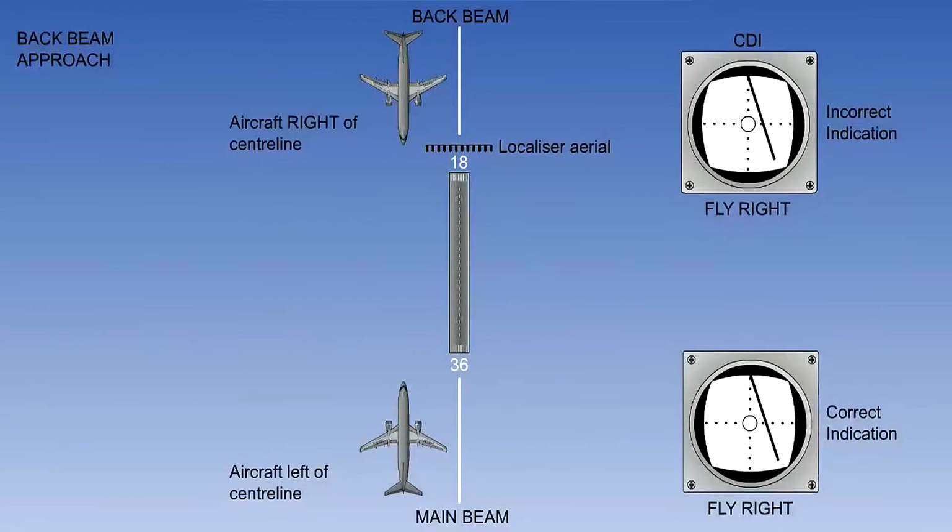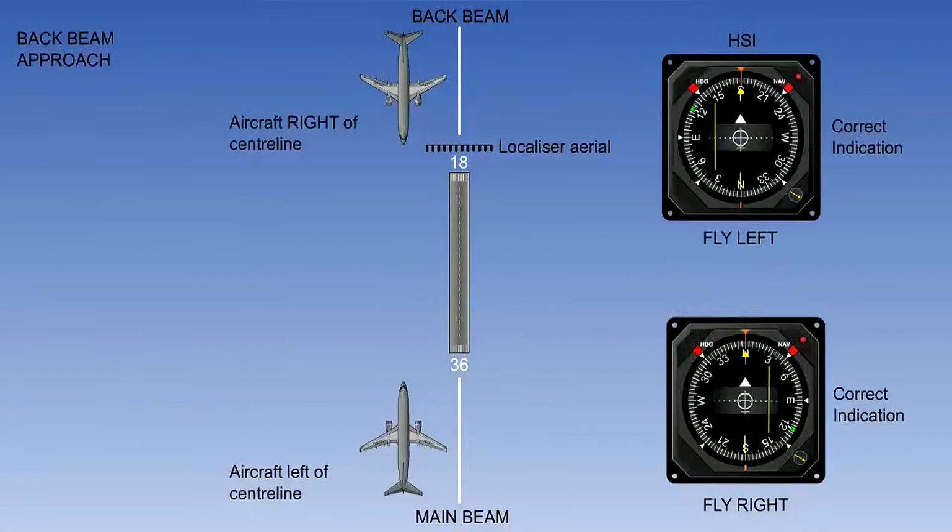The other is to receive a non-precision approach to the reciprocal runway, where a localizer is not installed at both ends. This procedure is not approved in the UK, but examples are still found in the US and Canada. On these approaches, the CDI indications are reversed. Needle left means fly right. On the HSI, however, the reciprocal course can be set, which means that the command indications are correct. So needle left means fly left.